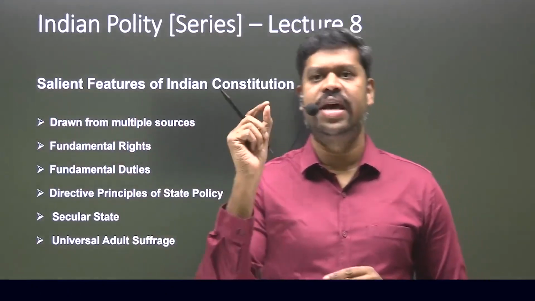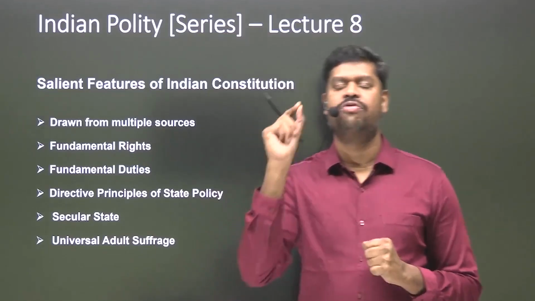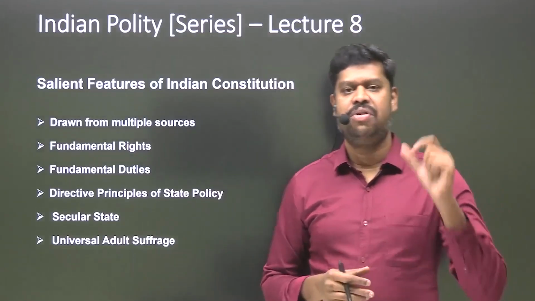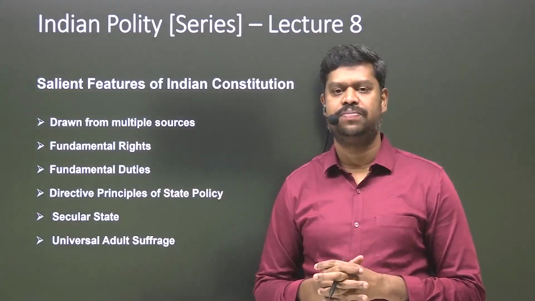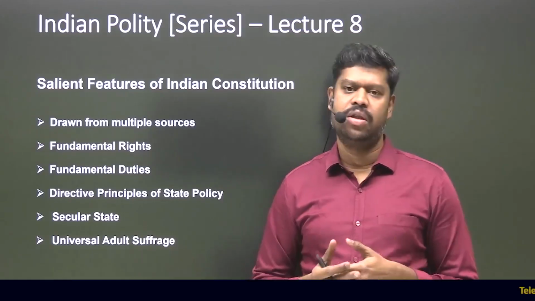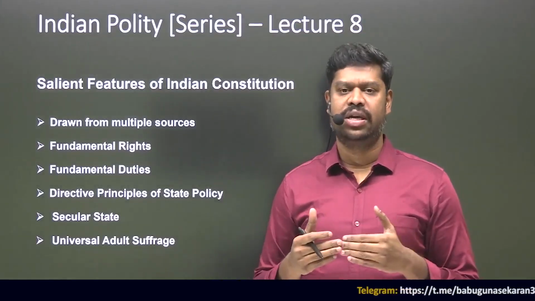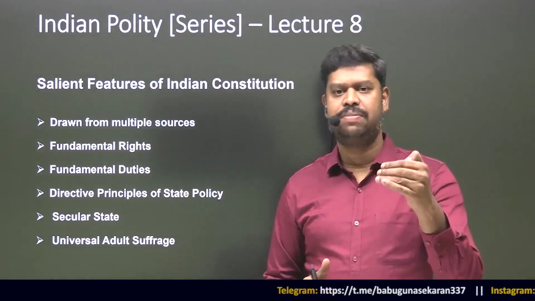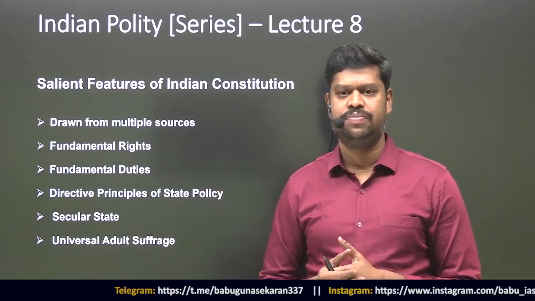And where are these directives mentioned? These directives are mentioned in Part 4 of the Constitution. Right from Article 36 to Article 51 is where these directives are mentioned. In fact, for our own understanding, although this distinction is not there in the Constitution, these directives are classified into socialistic principles, Gandhian principles, and liberal intellectual principles.